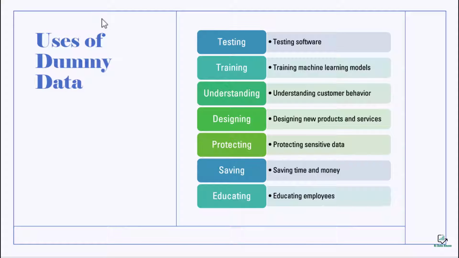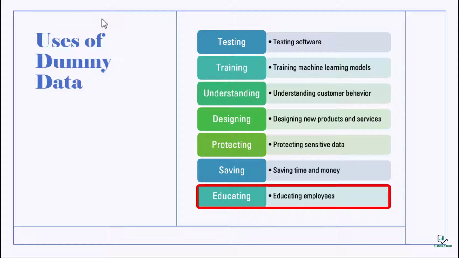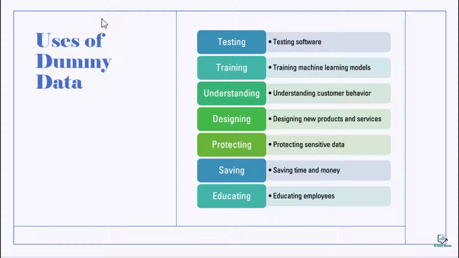Dummy data is used for software testing, training machine learning models, understanding customer behaviors, designing new products and services, and to protect sensitive data by giving the dummy data to the software instead of the actual data. We can protect the actual data. By generating dummy data, companies save their time and money. Instead of doing surveys, they can use dummy data to test all of their software, and it is also important for educating employees. For example, if you are learning Power BI or any data analysis or data visualization software, you need that data to generate the dashboard.